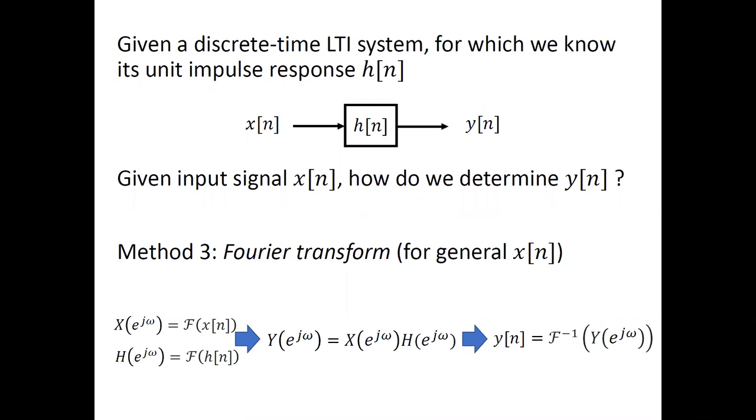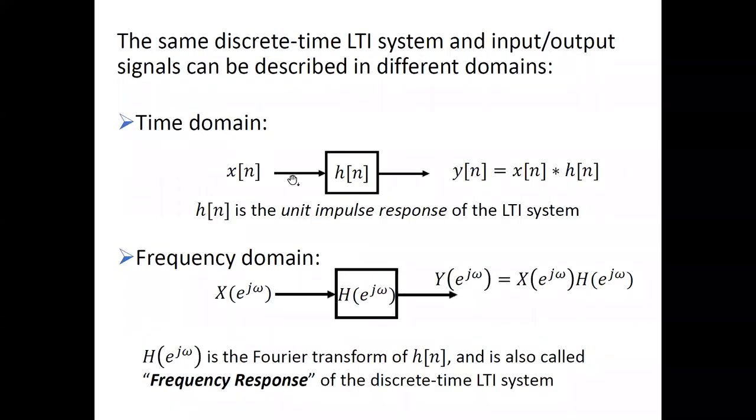First, calculate the Fourier transform of x and h respectively, denote them as capital X, capital H. Then calculate capital Y, which is capital X times capital H. Because in time domain, small y is the convolution of small x and h, in the frequency domain, capital Y is the multiplication of X and H for each frequency omega. Then y of n is just the inverse Fourier transform of capital Y. So the same discrete time LTI system, we can represent it in the time domain, calculating output using convolution, or in the frequency domain, calculating output using multiplication.